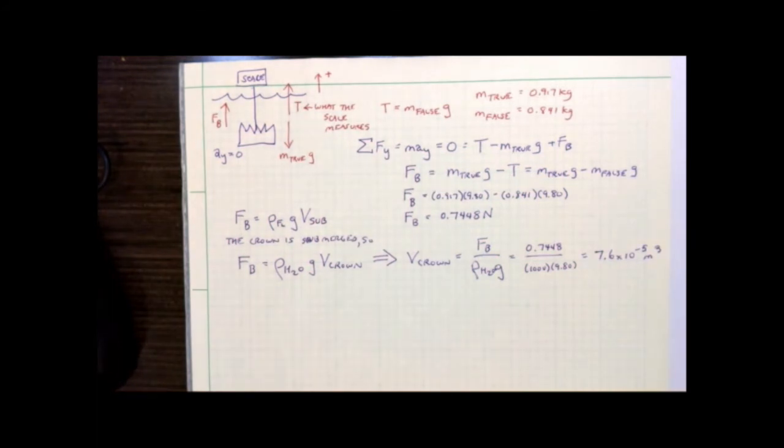Now that's a very, very small volume, but you must remember that a cubic meter is really big. A cubic meter is a huge amount of volume, so it's not surprising that a thin strip of metal that one wears upon one's head would have this kind of small volume.